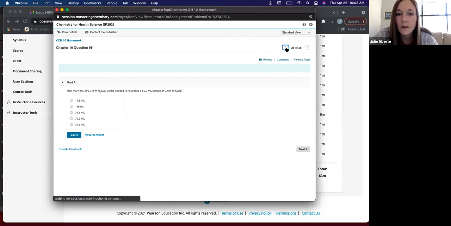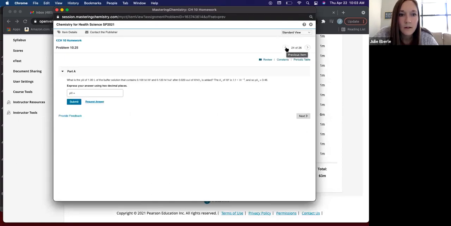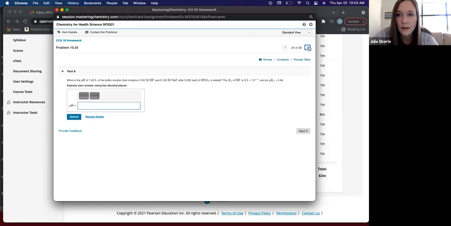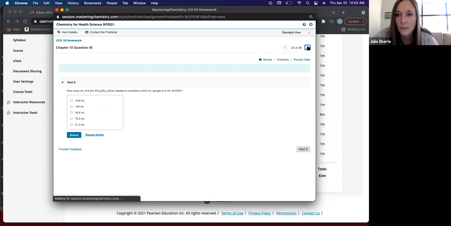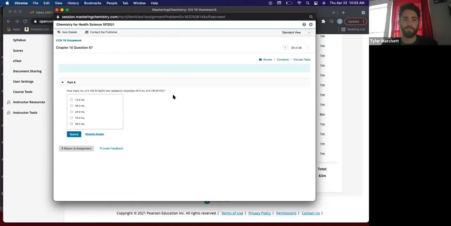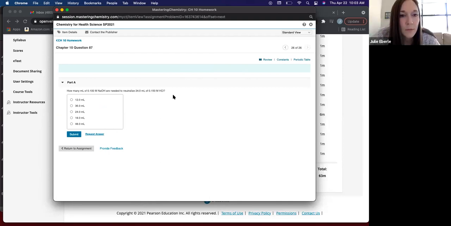Oh, okay. Let me go back one. Hey, so that's not it. Oh, I'm on 25 out of 26. Here it is. This one? All right. How many milliliters of a 0.1 molar NaOH solution are needed to neutralize 24 mL?